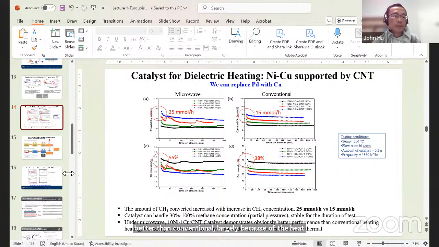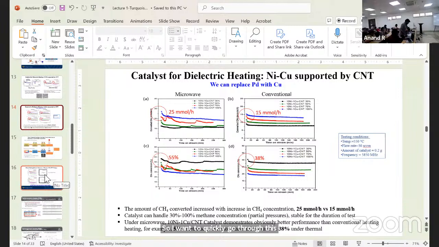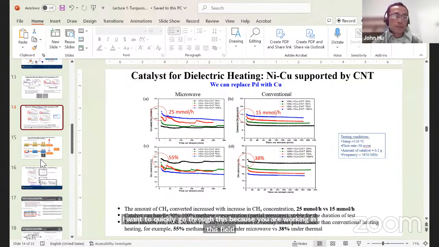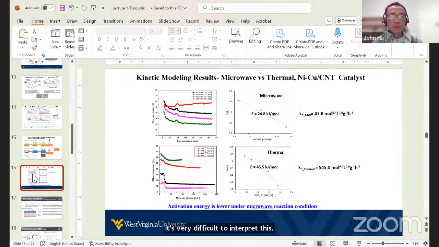Okay, all right. I want to quickly go through this, because unless you are working in this field, it's very difficult to interpret this. So maybe what else should I say? This is another angle to look at microwave versus conventional heating.